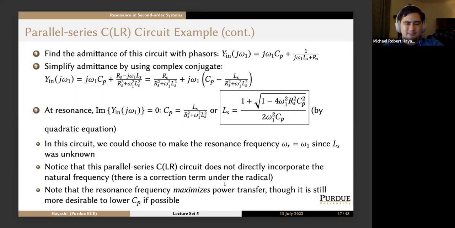Resonance frequency happens to be a frequency that maximizes power transfer. The natural frequency is the one that the sinusoid oscillates at when excited with a step. Well, I should clarify that it would be what the undamped circuit would oscillate at. There'd be a damped natural frequency instead. Damped radial frequency, I should say.